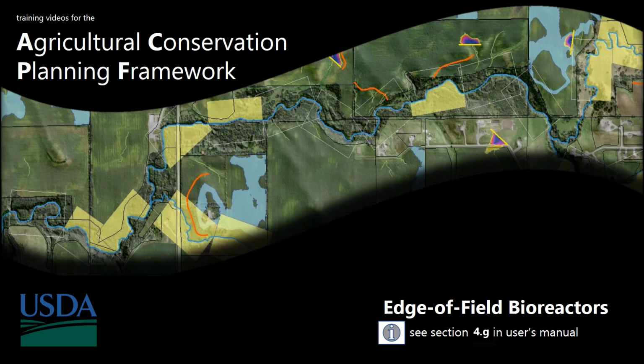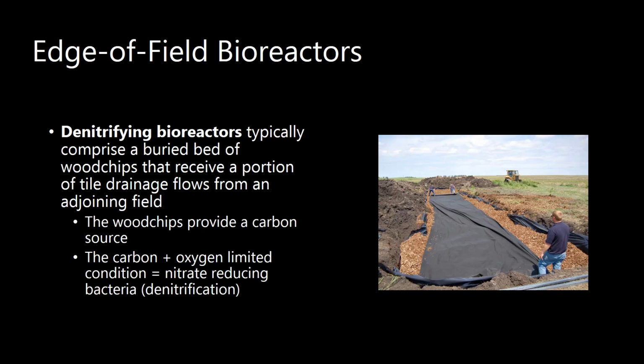In this video, we're going to go over how to run the Edge of Field Bioreactors tool. Denitrifying bioreactors are an edge of field practice where typically a buried bed of wood chips is placed along the edge of a field to intercept a portion of the tile drainage flow. Those wood chips act as a carbon source, so that carbon plus the oxygen limited environment is a good combination for nitrate reducing bacteria to grow and therefore lead to denitrification.